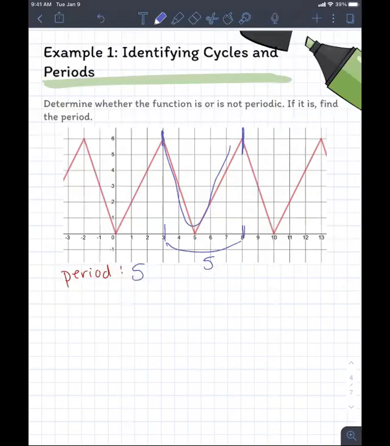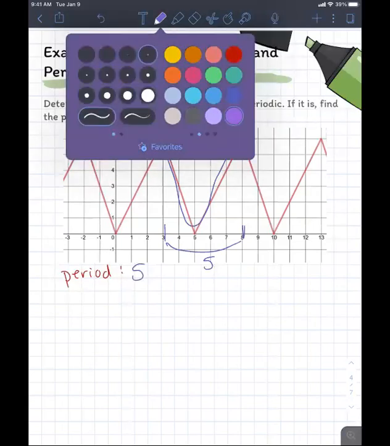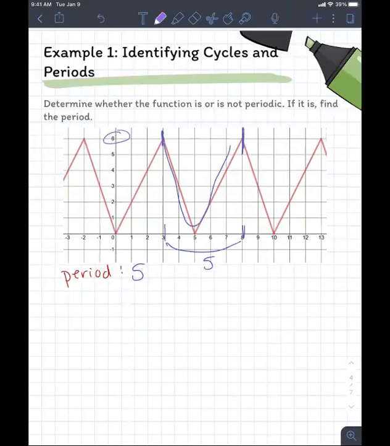And then our amplitude, we're going to take the overall height, so from 6 to 0 in this case, which is 6, and we're going to divide it by 2. So our amplitude is 3 in this case. Our amplitude is from the middle of the graph to the top or bottom. So far, so good? Hopefully not feeling too crazy. Give me a thumbs up when you're ready for example 2.